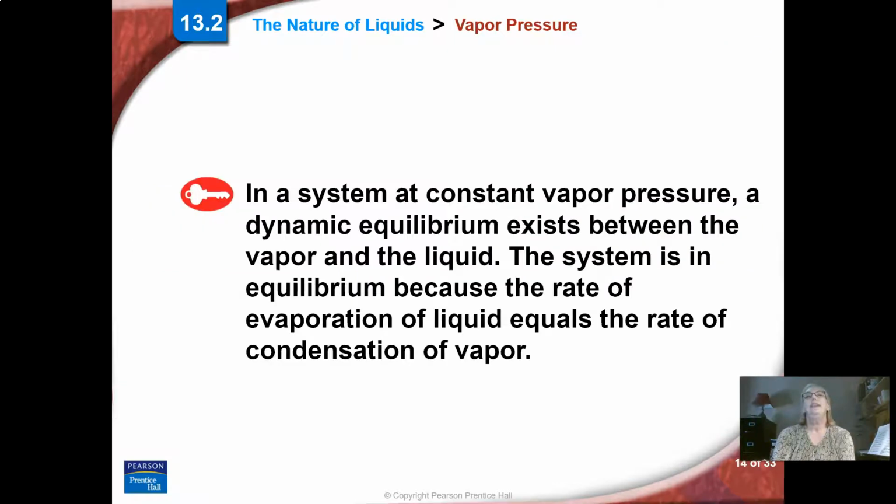When we have things going back and forth between liquid and vapor and back to liquid, it's called dynamic equilibrium, because the number of particles that are jumping up into the gas phase is equal to the number of particles in the gas phase turning back into liquid. That's called dynamic equilibrium.